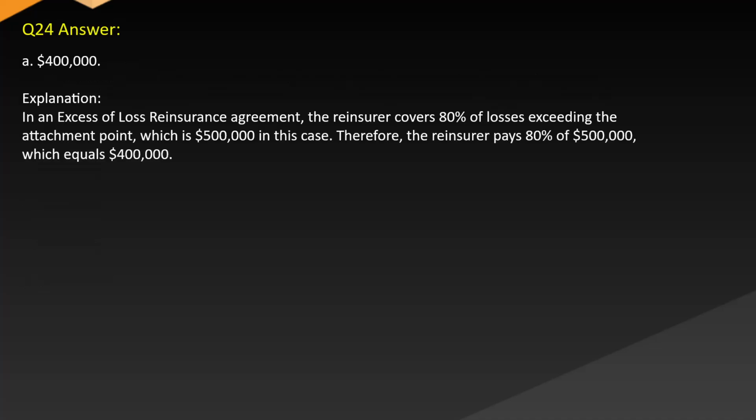Answer: A. $400,000. Explanation: in an excess of loss reinsurance agreement, the reinsurer covers 80% of losses exceeding the attachment point, which is $500,000 in this case. Therefore, the reinsurer pays 80% of $500,000, which equals $400,000.